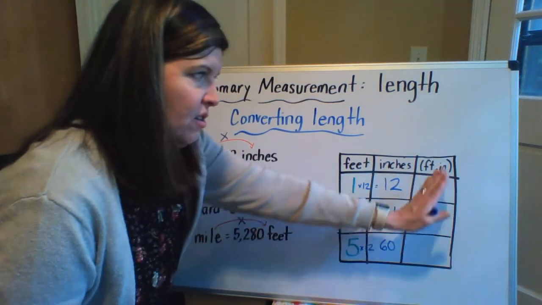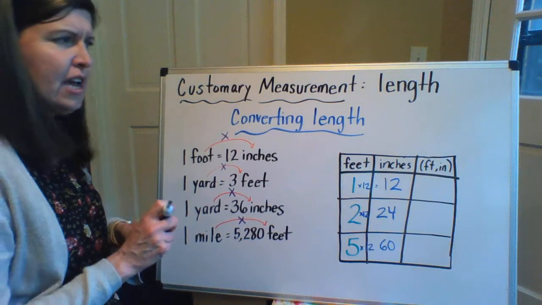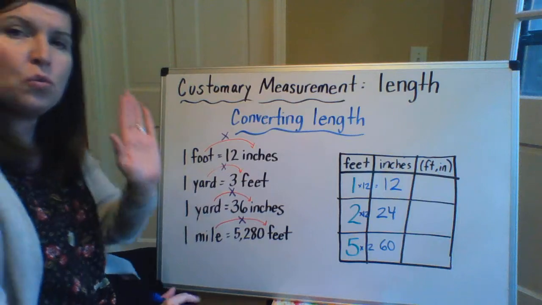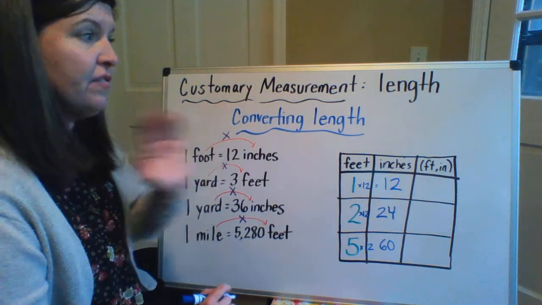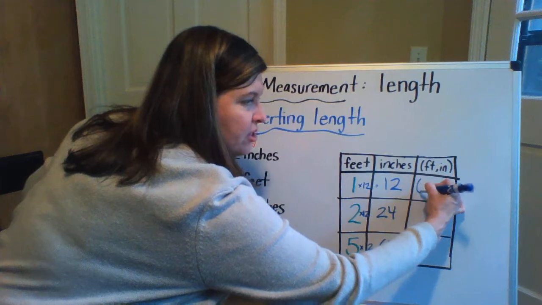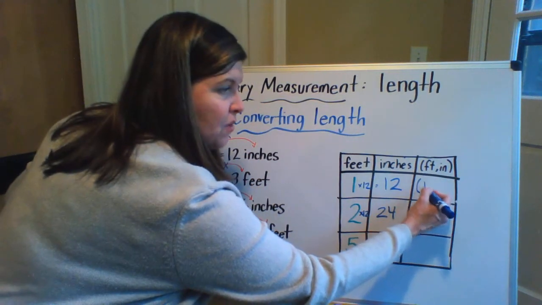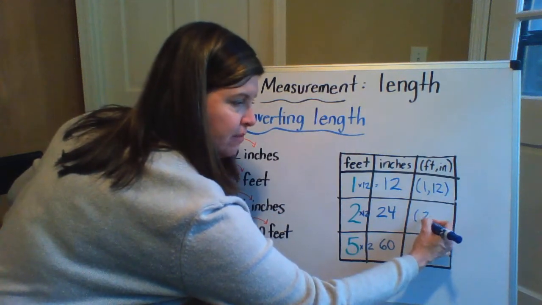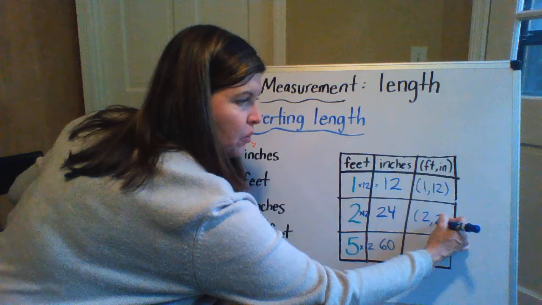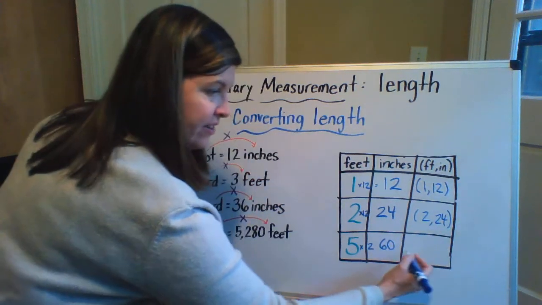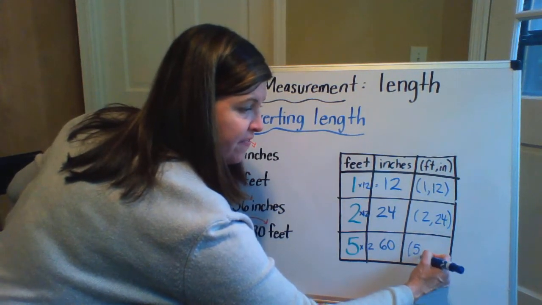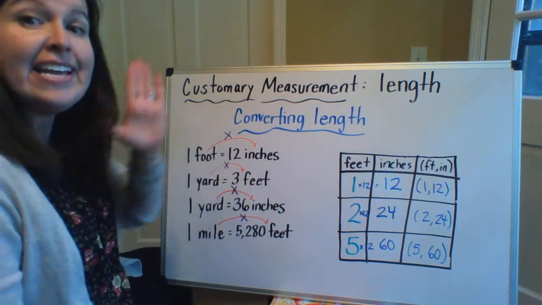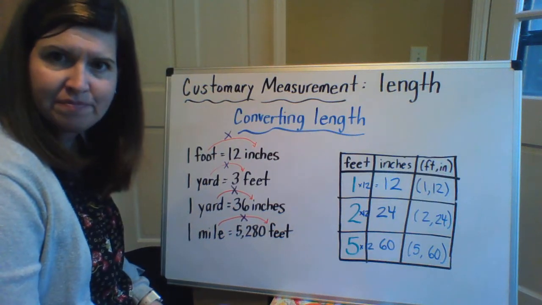Now over here on your page that you're going to do today, there's going to be this column, and all it's asking you is to show what that conversion you're doing is. And it will show you an example. You're going from 1 foot to 12 inches. Over here, you're going from 2 feet to 24 inches. And down here, you're going from 5 feet to 60 inches. Those are equal or equivalent to each other.